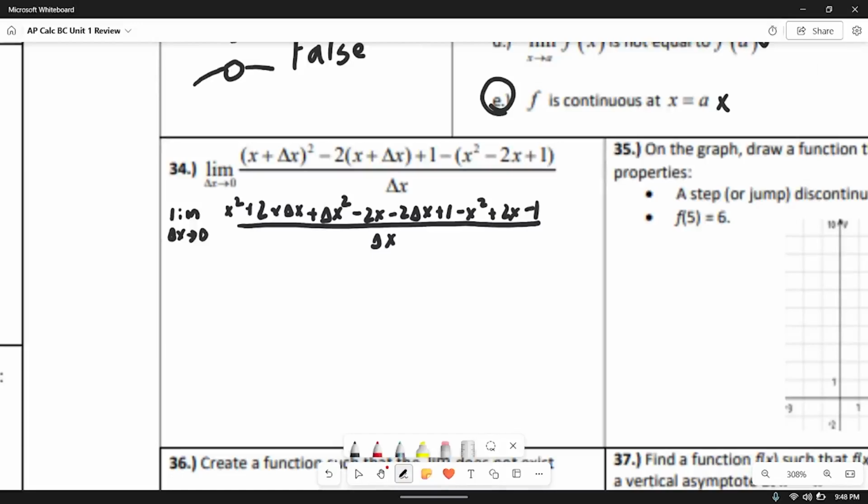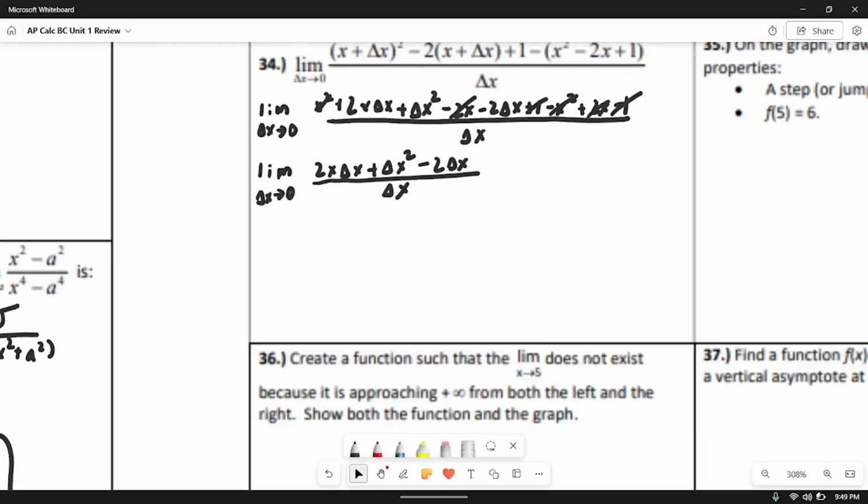So now let's cancel some out. Negative 1 and positive 1 cancel out. 2x and minus 2x cancel out, and then negative x squared and x squared cancel out. So now we have the limit as delta x approaches 0 of what we have left, which is 2x times delta x plus delta x squared minus 2 delta x, over delta x. So now we still can't plug in, because if we plug in 0 for delta x, we're going to end up with 0 over 0 again. And obviously that's not what we want.